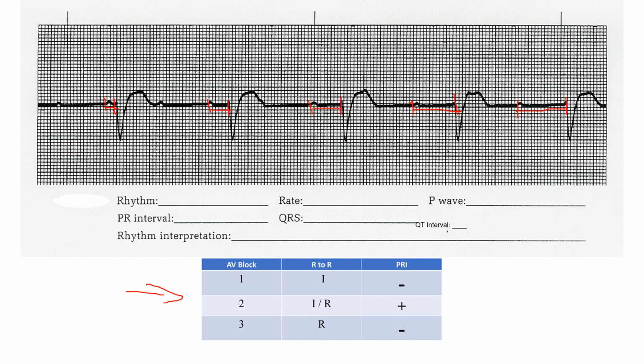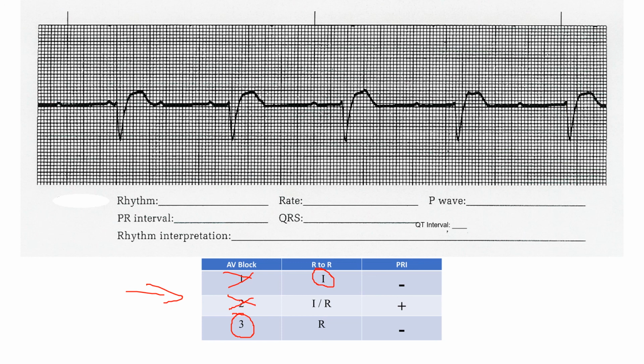So many people would think, oh, because the PRI is getting longer and longer, that means it must be a Wenckebach. Nope. Take a look. In Wenckebach, your R to R is always irregular, so it cannot be a Wenckebach or second degree type 1. The PR is not constant, so it cannot be second degree type 2. So it can be, and it is, third degree AV block. So don't be fooled. Always make sure you check the R to R, if it's regular or irregular, and check the PR interval.